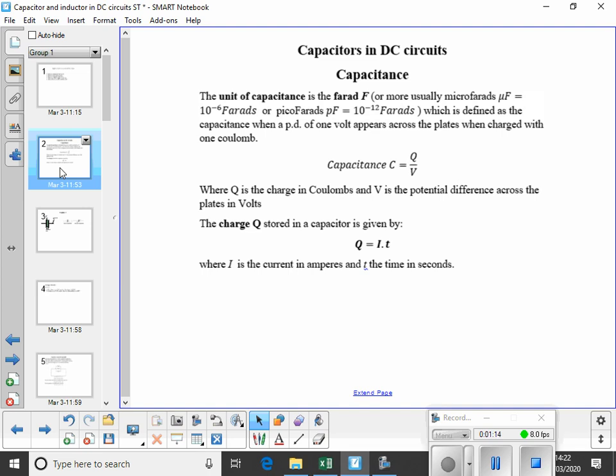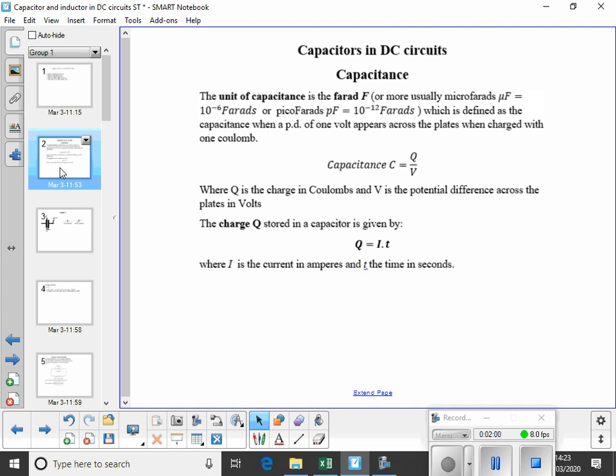So, capacitors and DC circuits. The unit of capacitance is the farad. People come across the smaller units: microfarads, 10 to the minus 6, nanofarads, 10 to the minus 9, and picofarads, 10 to the minus 12. Okay? So 1 farad is the biggest unit of capacitance.